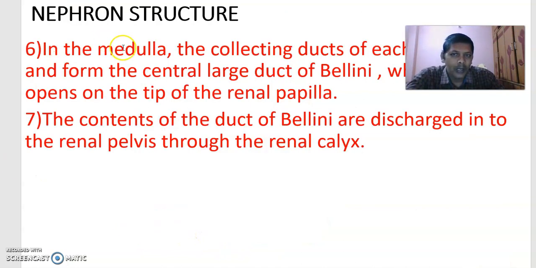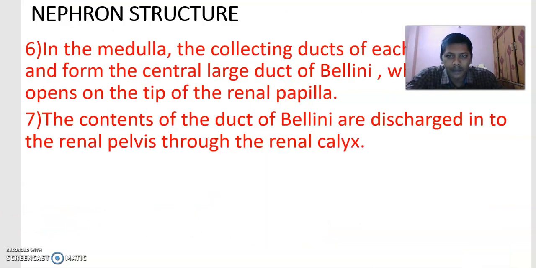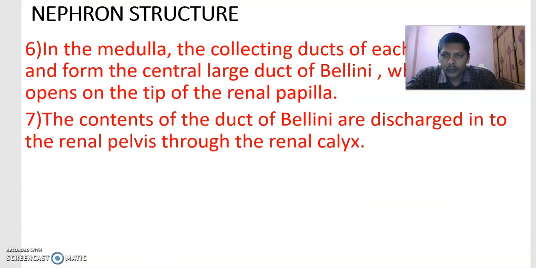I repeat again, in the medulla, the collecting ducts of each pyramid. The kidney has many pyramids. This is one of the pyramids. There are many pyramids in the kidney. In the medulla, the collecting ducts of each pyramid join and form a central large duct of Bellini, which finally opens on the top of the renal papilla. The contents of the duct of Bellini are discharged into the renal pelvis.